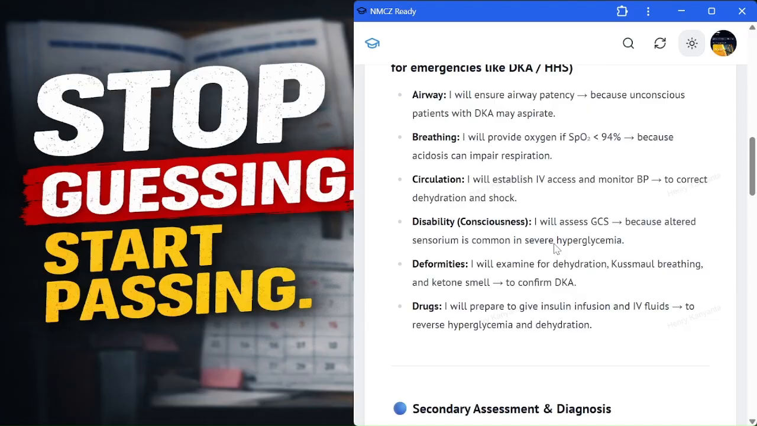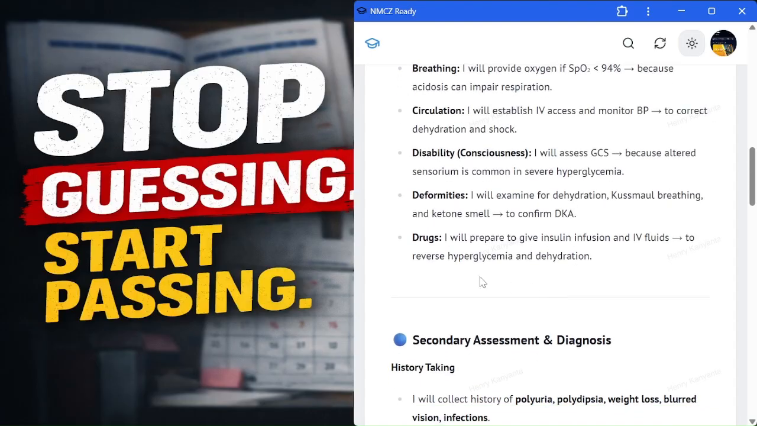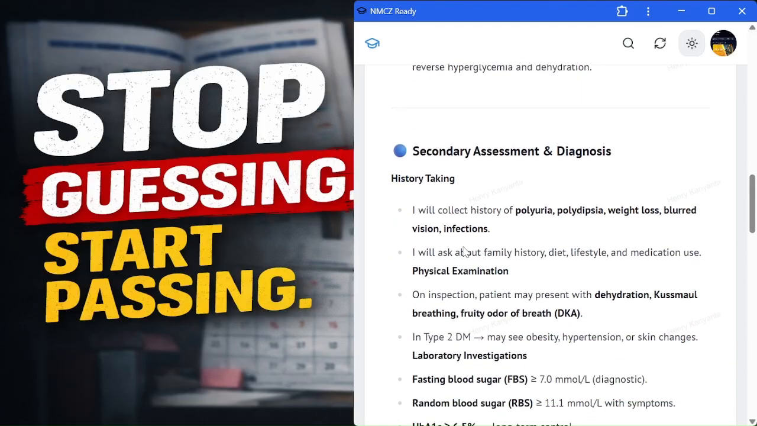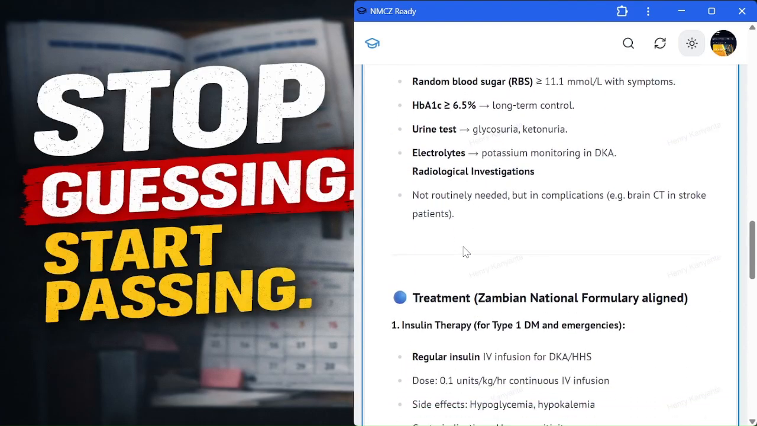The patient is unconscious, so this applies. And the deformities, you examine for dehydration, Kussmaul breathing, as well as ketone smell to confirm DKA. And lastly, drugs. We ensure that we prepare to give insulin infusion and IV fluids to reverse hyperglycemia and dehydration. In that case, we move on to the secondary assessment and diagnosis. So in our question, we're required to outline the whole medical management. So when you look at it, the full management is provided.